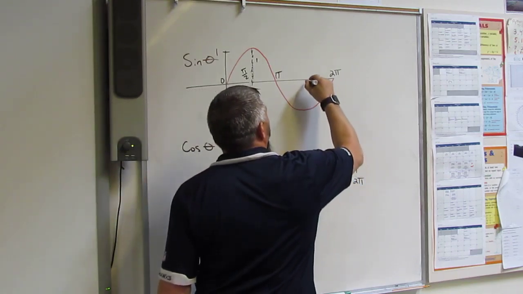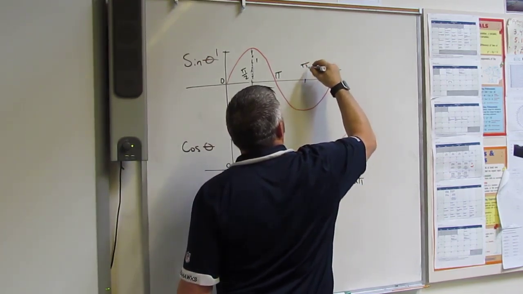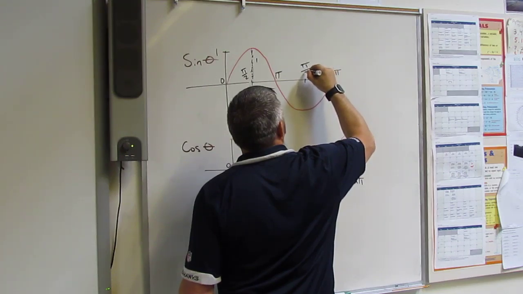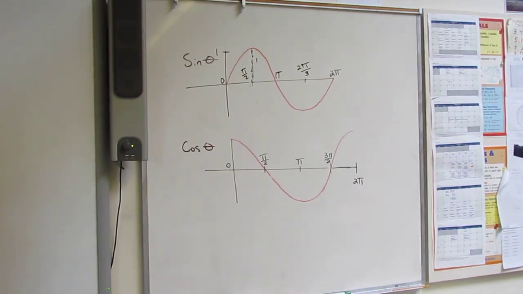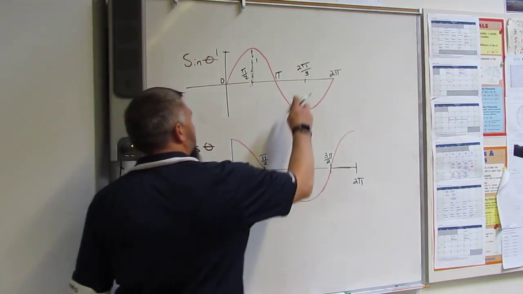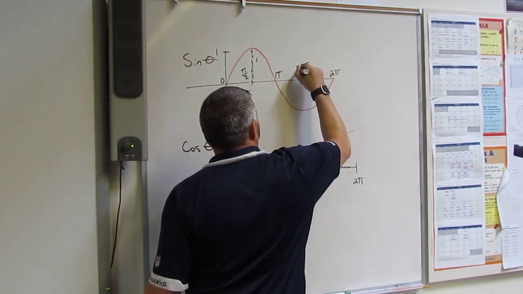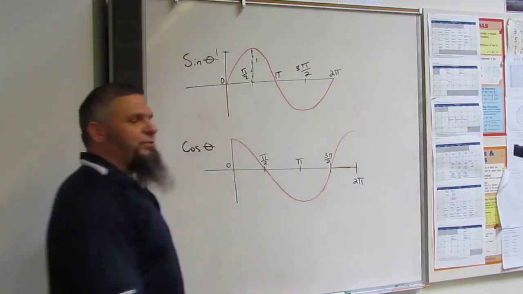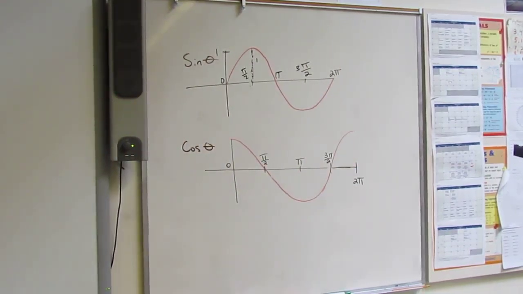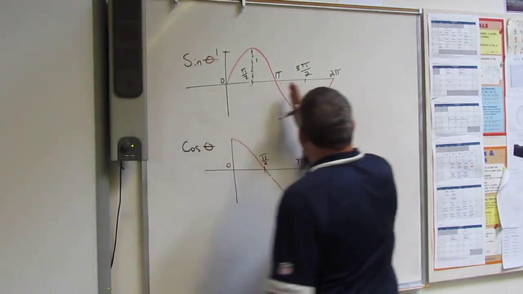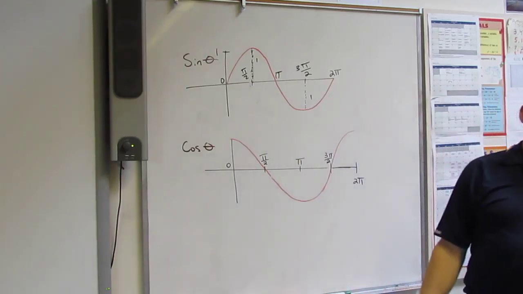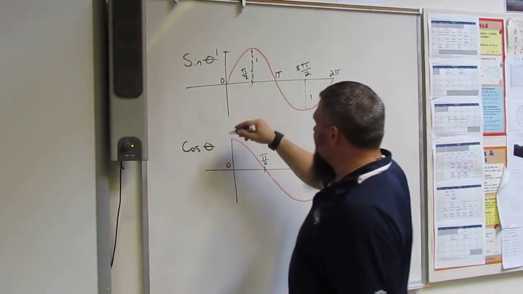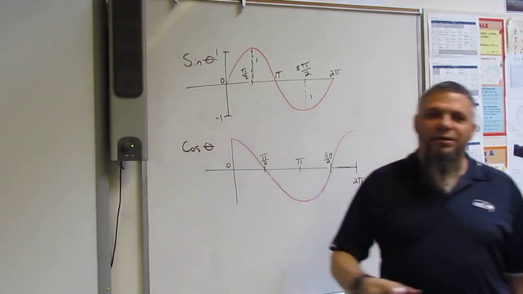And as we get over to 2 pi over 3, or I'm sorry, 3 pi over 2, because it's 3 halves. As we get to 3 pi over 2, this altitude is still 1, right? It has a distance of -1, it comes down to -1, but the altitude is still 1.